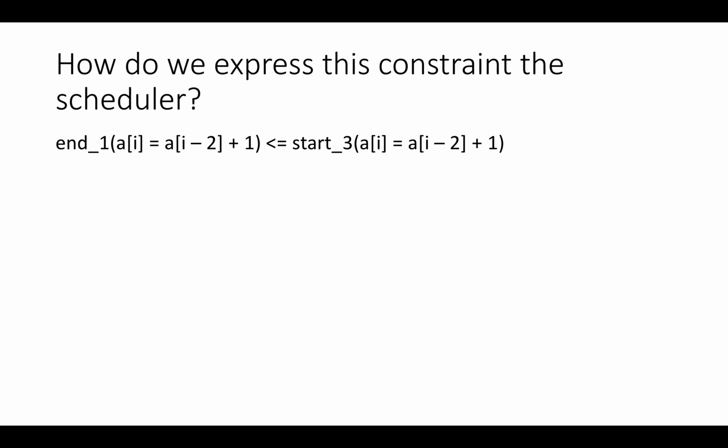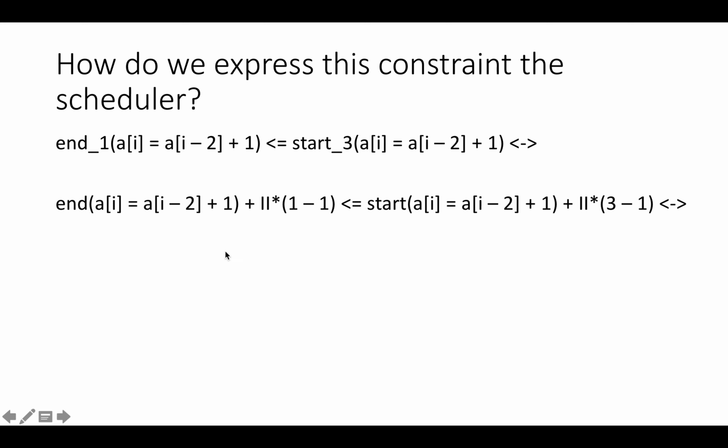So how do we simplify this down and express this in terms of the initiation interval and the start and end times computed for instructions in the ordinary loop body schedule? Well, just remember our instruction completion formulas. This is equivalent to the end time of this instruction in the ordinary loop body schedule plus the initiation interval times 1 minus 1 is less than or equal to the start time of that instruction in the ordinary loop body schedule plus the initiation interval times 3 minus 1.